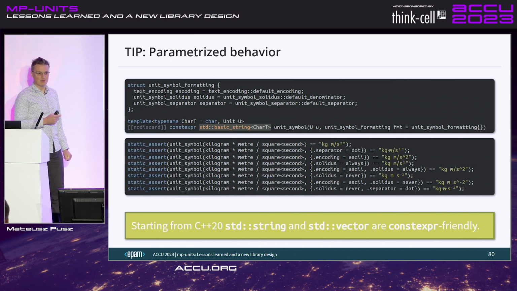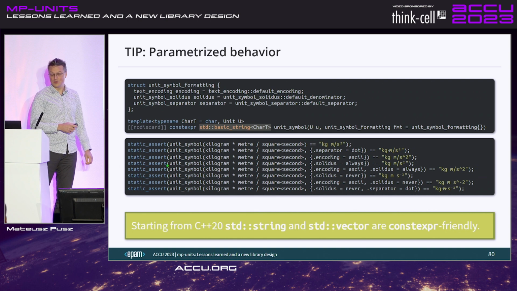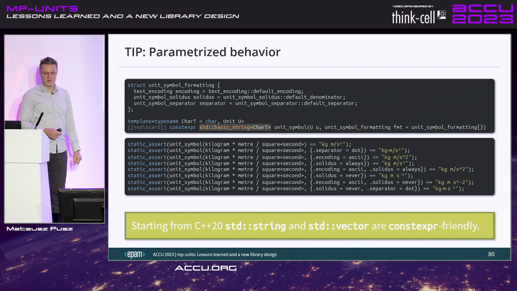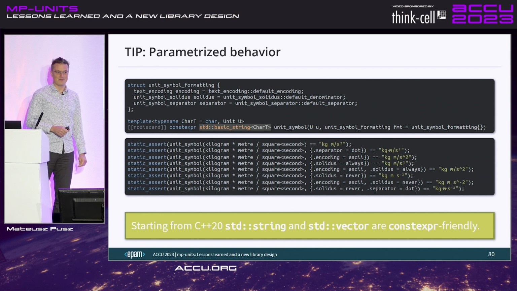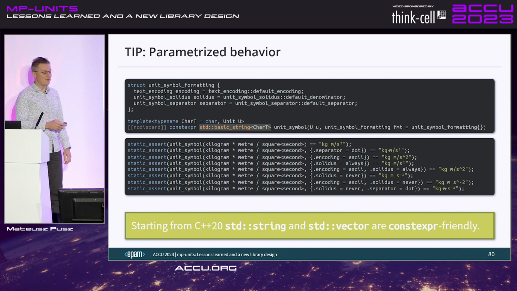Starting from C++20, string and vector are constexpr friendly. Actually, in my code bases, I have thousands of static asserts. I don't use any framework for things other than FMT. Only FMT is using Catch2 in my library because, well, FMT, at least for now, doesn't work at compile time. Maybe at some point it will start, but not now. But all other things are just static asserts in my library, thousands of them.